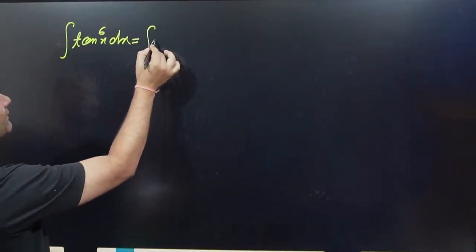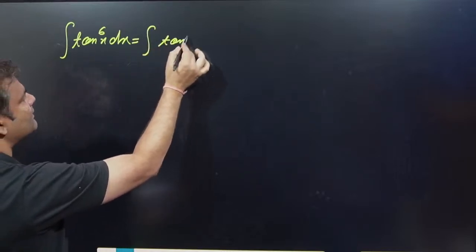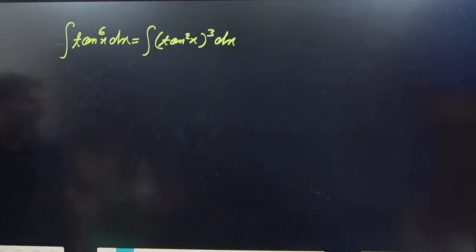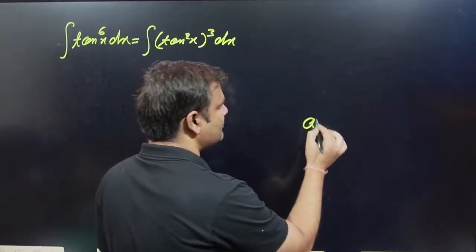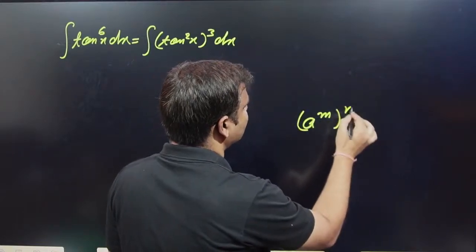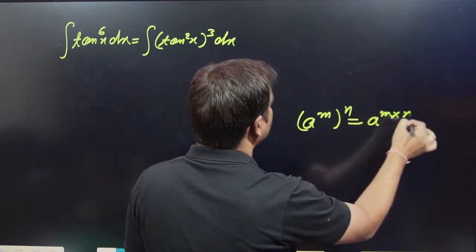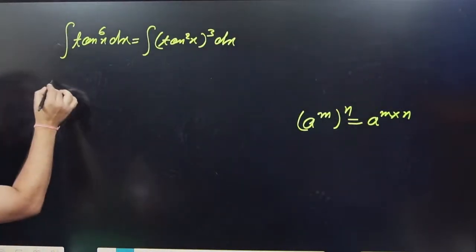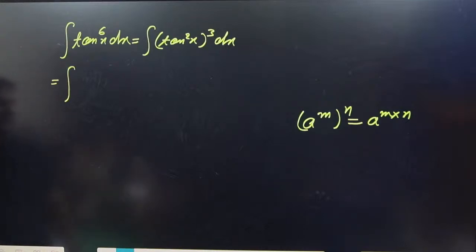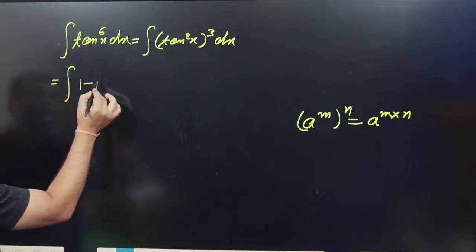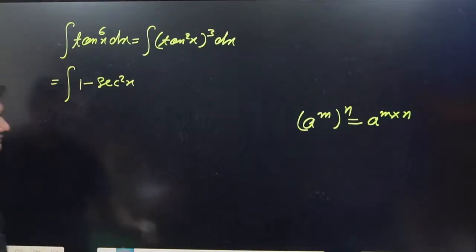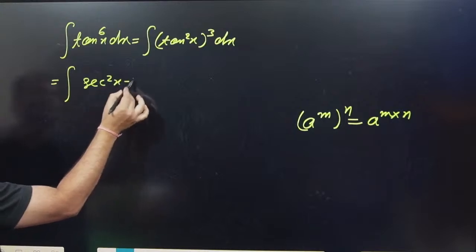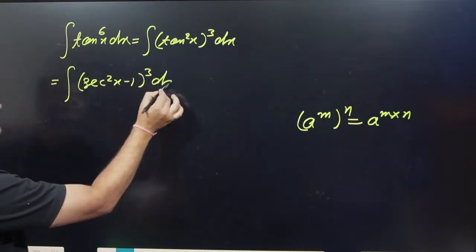Simply, this one can be written as tan square x to the whole power cube dx. I know that a to the power m to the whole power n is equal to a to the power m into n. That concept applies here. After that, tan square x is replaced by how much? Sec square x minus 1, to the whole power cube dx.